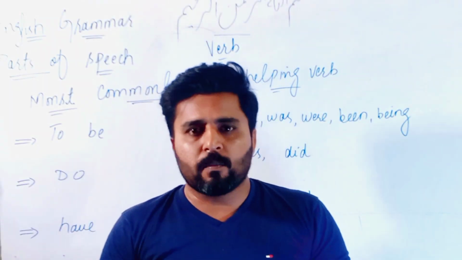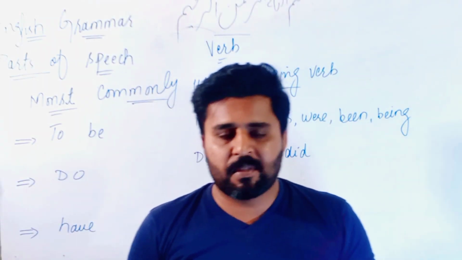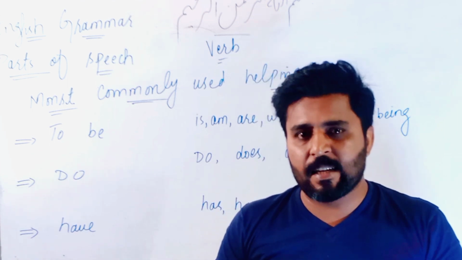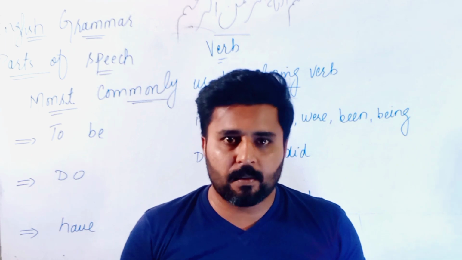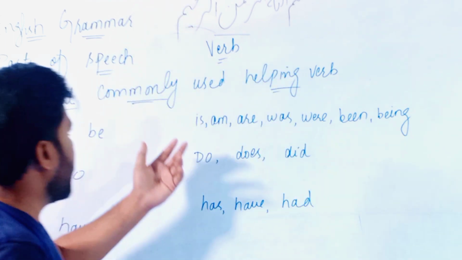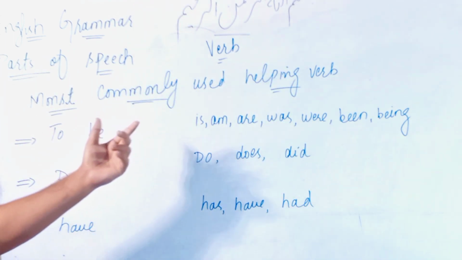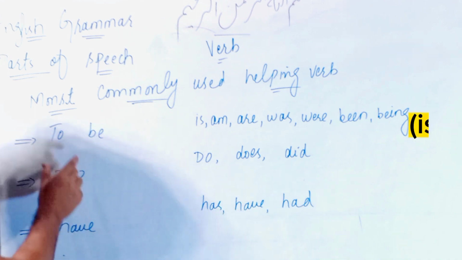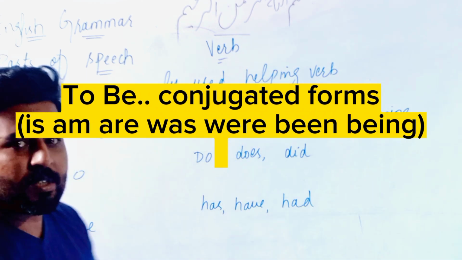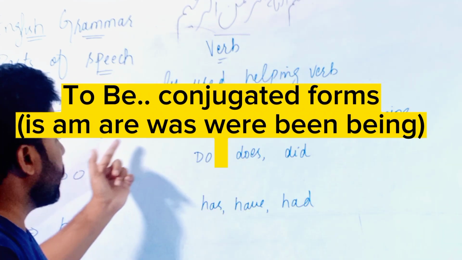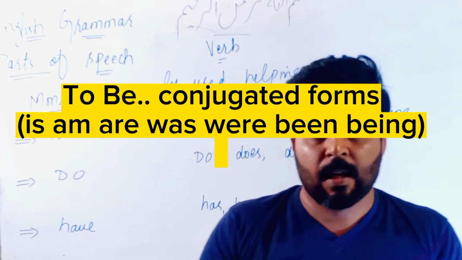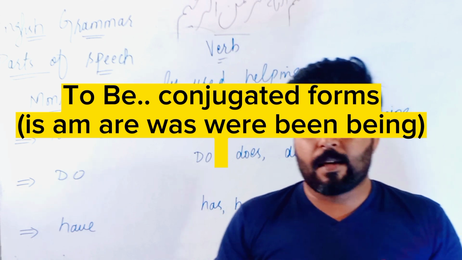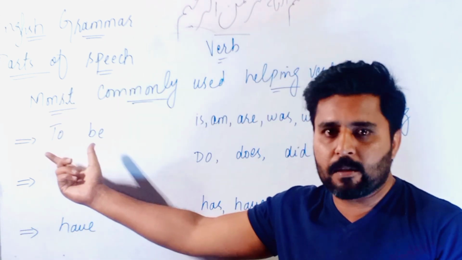When we talk about the most commonly used helping verbs, they are used in various types of sentences and show us different tenses also. For example, we have three most commonly used helping verbs. Number one is to be. Be shows the basic form and it is converted to its conjugated forms. Conjugated forms means all other forms that are derived from the principal base form.